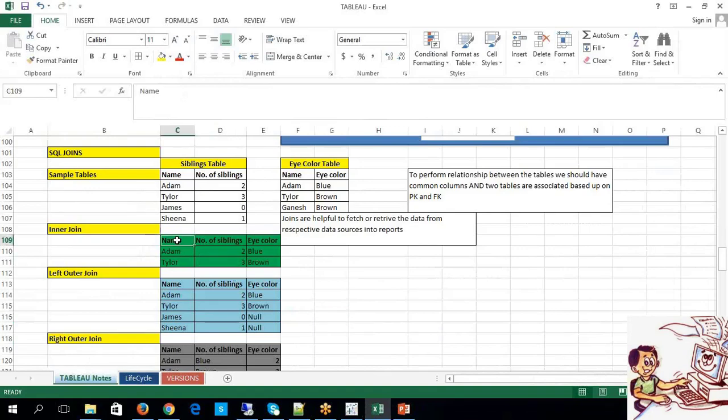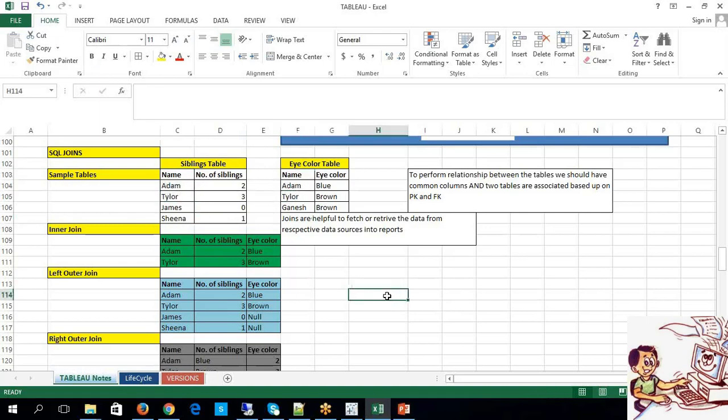But this is the report requirement. Look at this. Name from siblings table, number of siblings from siblings table, eye color from eye color table. So in between these two tables, siblings and eye color, tell me guys, what is the common column you have? Name. Now look at this. As I'm saying, inner join retrieves common values of common columns between the two tables. Now tell me, what is the common column? Name.